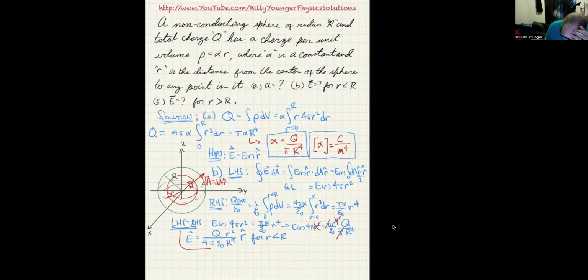Okay. So in this case, you see that unlike the uniformly distributed charge case, where the electric field was linear from r equals 0 to big R, in this case, it's actually quadratic.